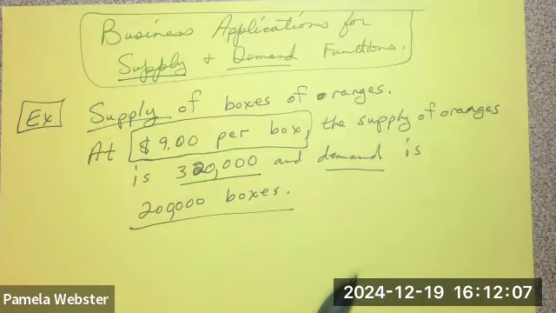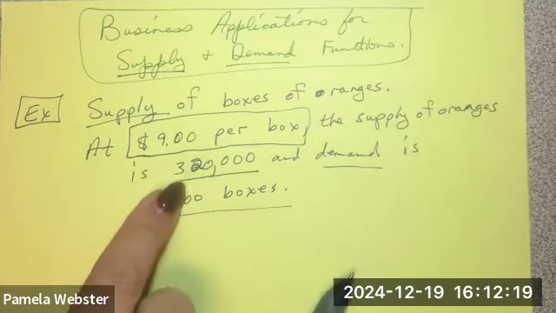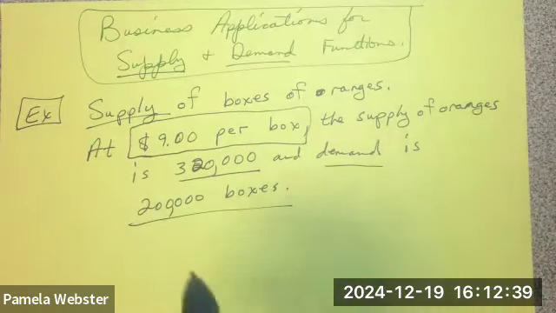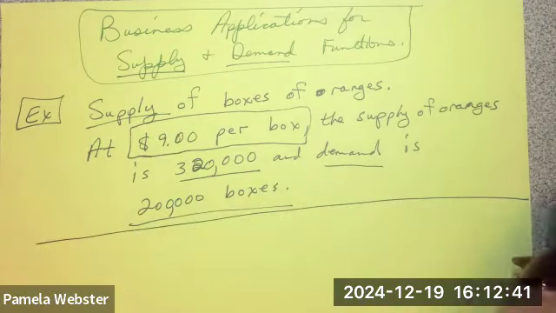But the problem is at $9 a box, supplier, you have 320,000, but the demand is only 200,000 boxes. So the people who are coming to the farmers markets and going to the grocery store, when they see it's $9 a box, they're like, I'm not really wanting all 320,000 boxes that you have. I only want to purchase 200,000 boxes. So that's different people in different farmers markets or whatever, but they're like, we just really don't want to purchase all of those because it's $9 a box, and that's a little bit more than what we're willing to pay.